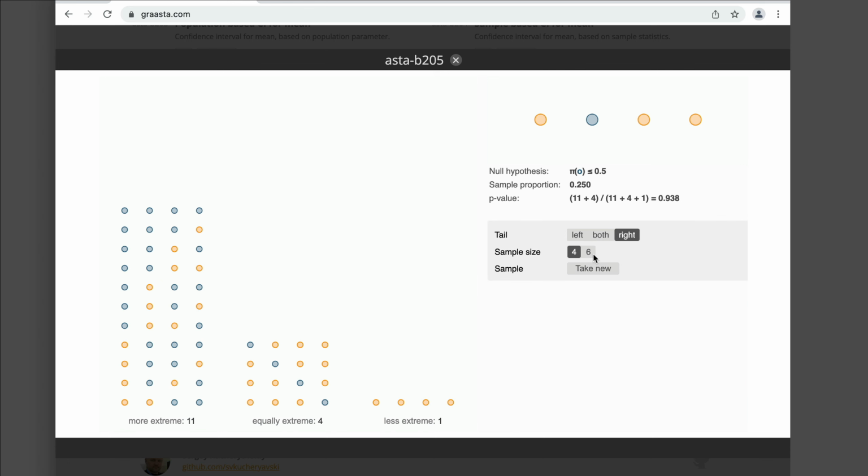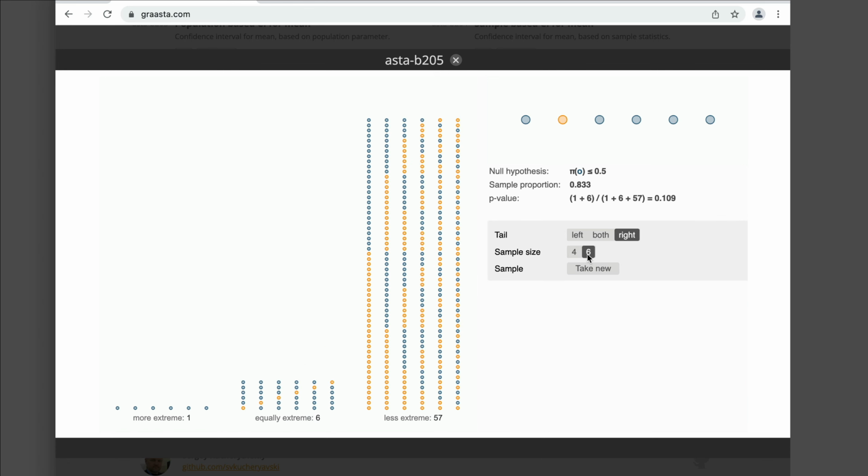And then we can repeat it for a larger sample size. It gives us the possibility to have a little bit more outcomes, a little bit more different proportions, right? So again, in this case, let me just start with both tails. So I expect to have 3 blues and 3 oranges, right? But I got only 1 orange. Is it likely? If the null hypothesis is true, how likely can I get this one or even more extreme?